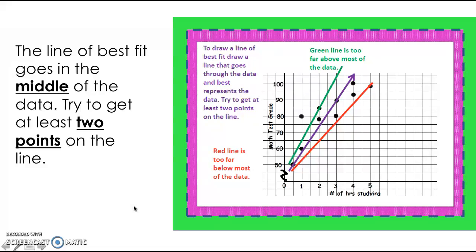So go ahead, you're going to want to make sure that you copy down on your sheet of paper that the line of best fit goes through the middle of the data, and you want to try to get at least 2 points on the line. You also want to copy down that the green line goes too far above most of the data, and that the red line goes too far below most of the data.